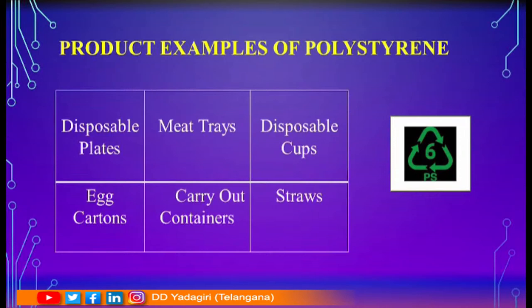Number 6 PS, that means polystyrene. Now, what are all the items made up of number 6? Disposable plates, meat trays, disposable cups, egg cartons, carry out containers and straws.